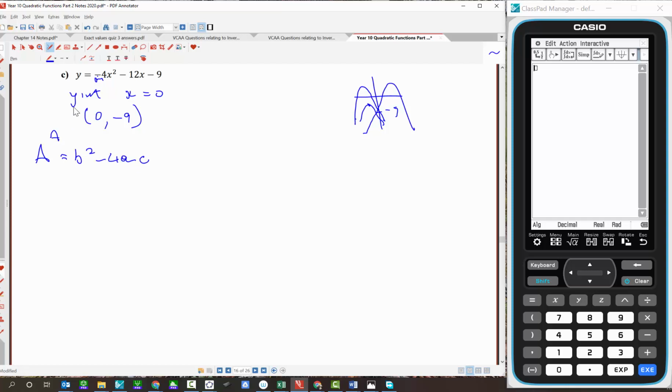Where A is equal to -4, B is equal to -12, and C is equal to -9. Lots of negatives. So it's going to be B squared, which is 144, because -12 all squared is 144. Take away 4 lots of A, which is -4, times C, which is -9. So that's going to be 36. 4 lots of 36 is 144. That means the discriminant is 0. Therefore, 1 solution.